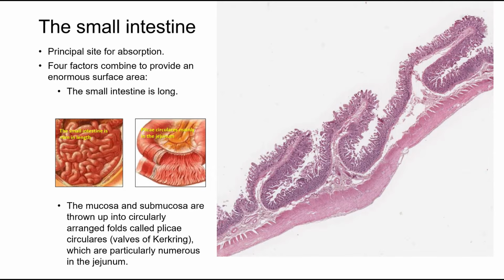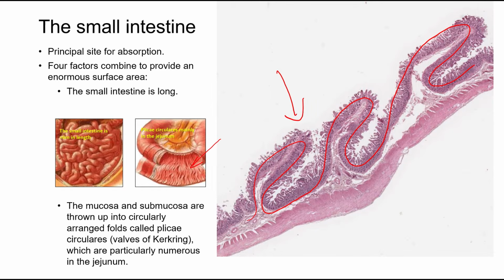And then the mucosa and submucosa are thrown into circular folds. You can see these circular folds. These are called the plicae circulares, or valvulae conniventes, or valves of Kerckring. You can see them grossly when you open the small intestine, especially in the duodenum and the jejunum, and then they are going to fade gradually as you reach the ileum. In a histological section, you can see these folds. They are folds of mucosa and submucosa.